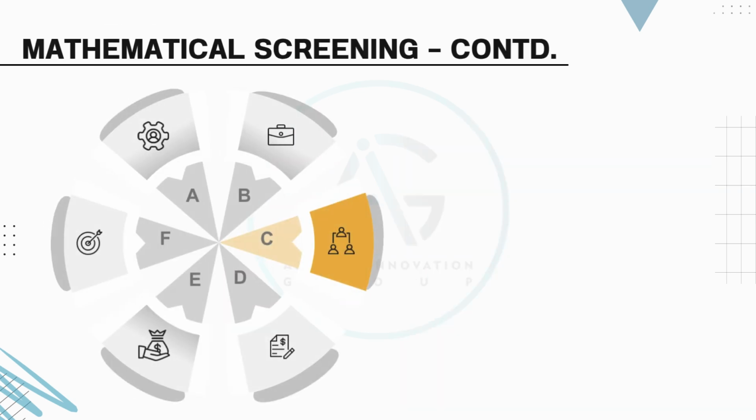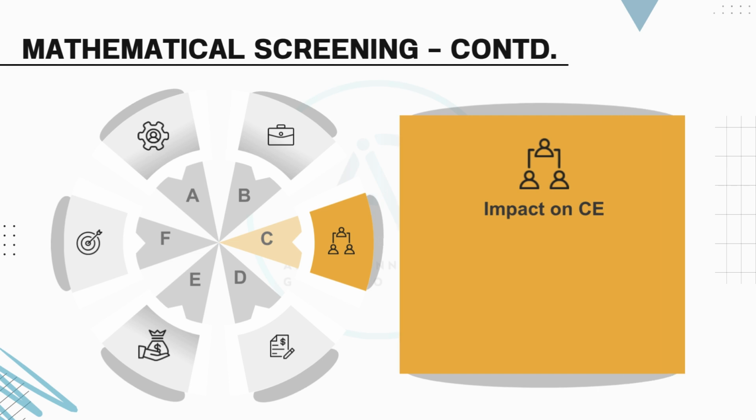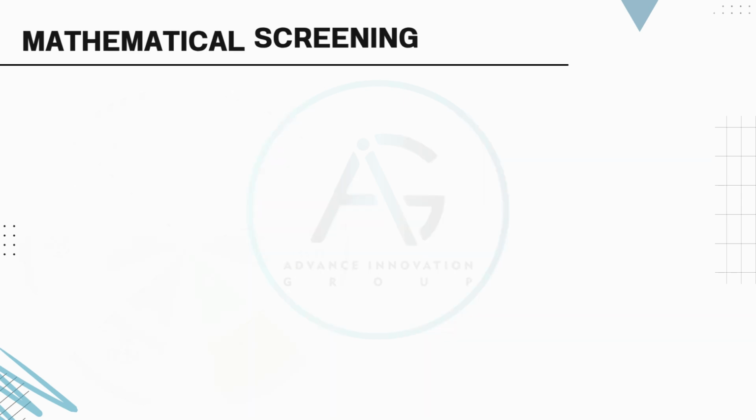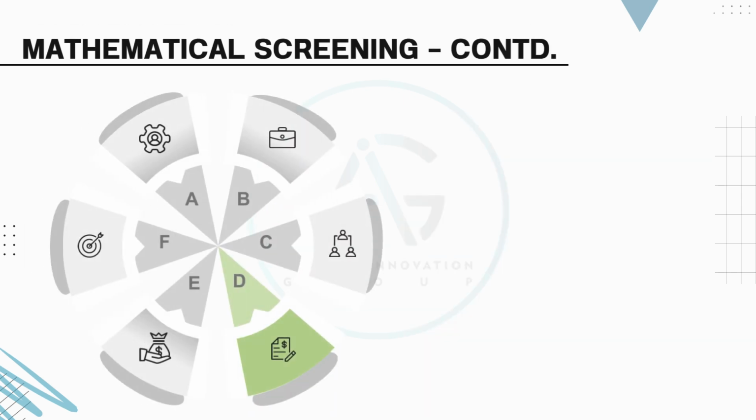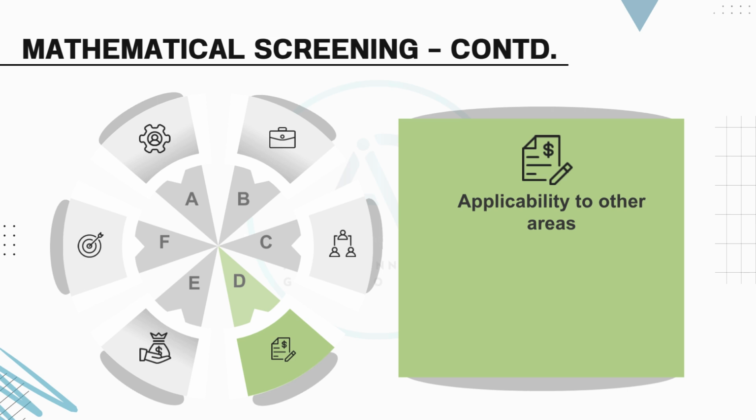Mathematical screening, continued. Impact on CE. Any improvement that directly impacts customer experience will always be a priority in Six Sigma. Mathematical screening, continued. Applicability to other areas. If fixing some problem or a factor will help fix other metrics, such projects are considered good.